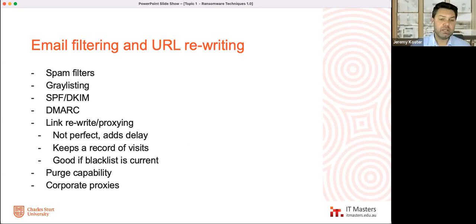And then the link rewrite proxying, it's not perfect, it does add delays. It does keep a good record of visits. So what happens with this is when a phishing email comes in and it's a really well written one and 20 people click in 5 minutes, you'll actually see that in the system and be able to respond and react, either send someone to the person or do a virus scan or ask them, did you actually download, what's happened?